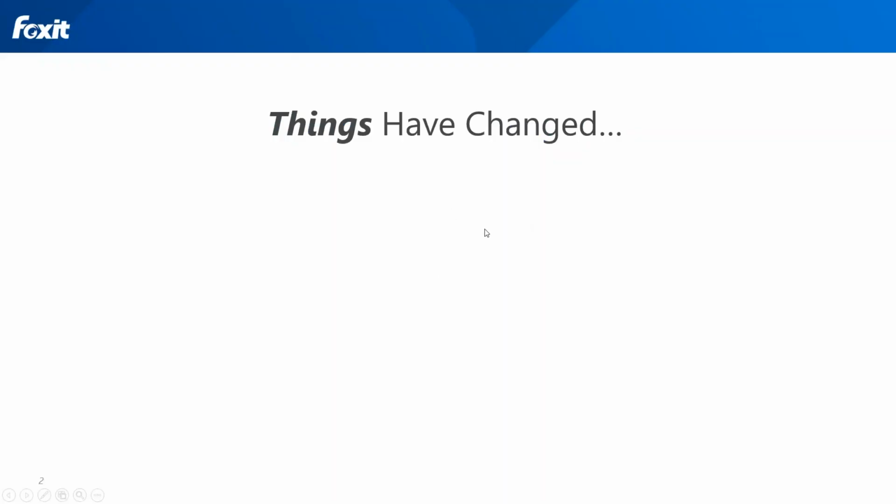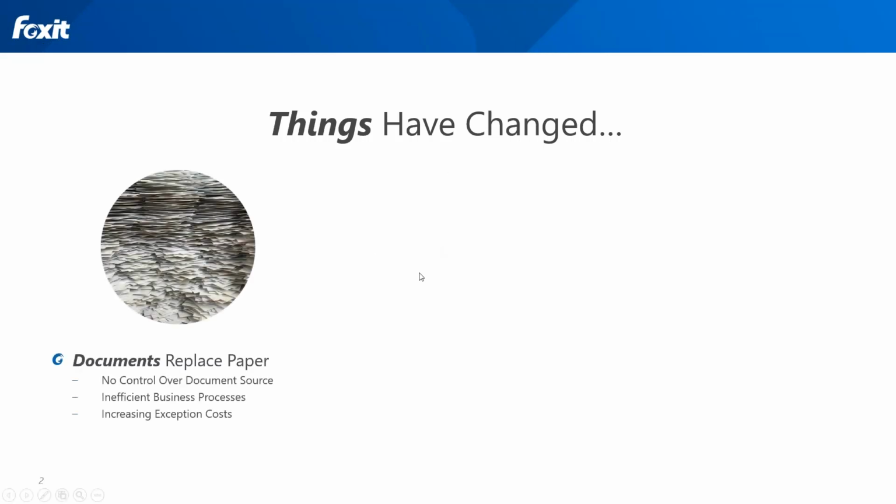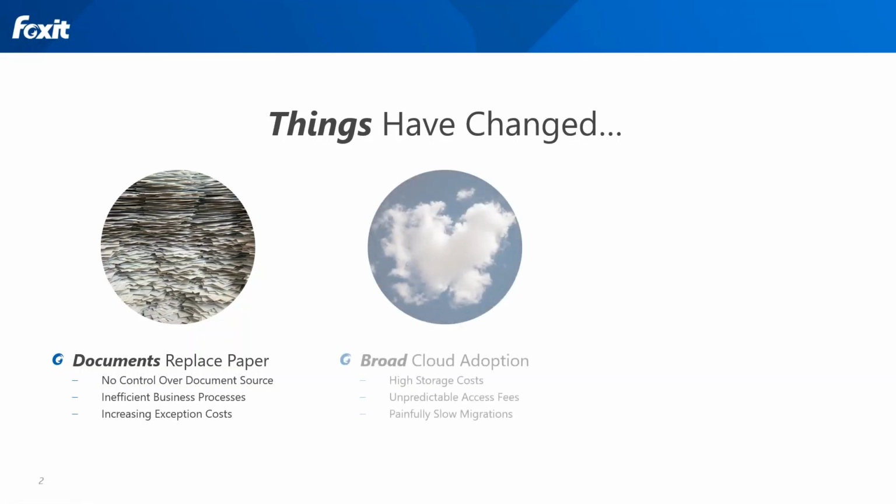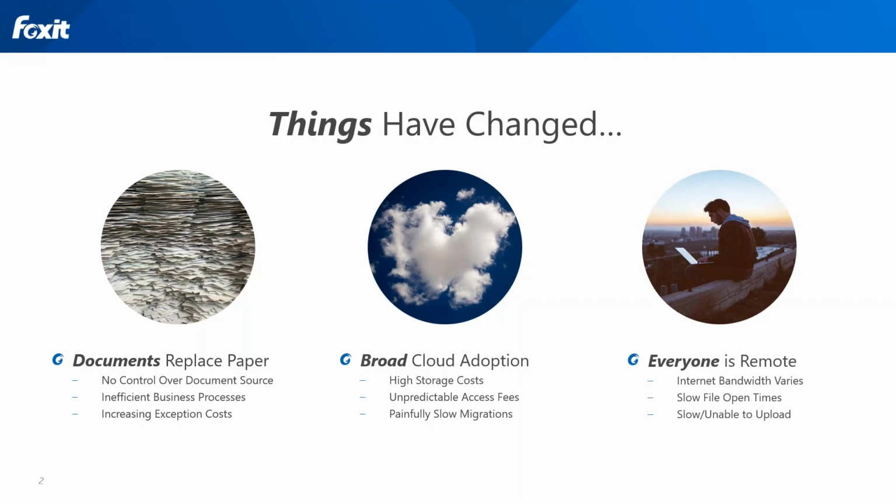So things have changed, right? This is a pretty broad statement, but some of the things I'm going to focus in on today, and what's changed that we've seen in the marketplace, even prior to what's happened with COVID-19, really is around three things. One, documents replacing paper. There's obviously a lot of benefits with going into a paperless office, right? There's no question about that, but there are some definite challenges there. The next is broad cloud adoption. And finally, everyone being remote.